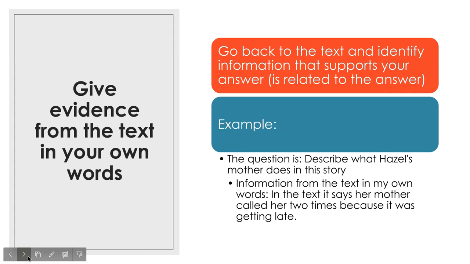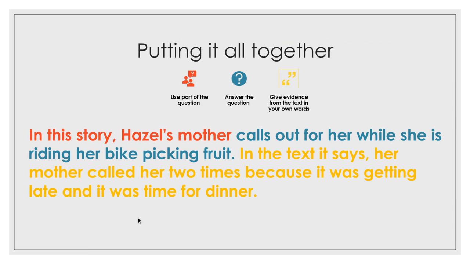Now let's put it all together. Here is my response. In this story, Hazel's mother calls out for her while she is riding her bike picking fruit. In the text, it says her mother called her 2 times because it was getting late and it was time for dinner. So I used part of the question to start my answer. I answered the question and I gave evidence from the text in my own words. Let's look at another example.